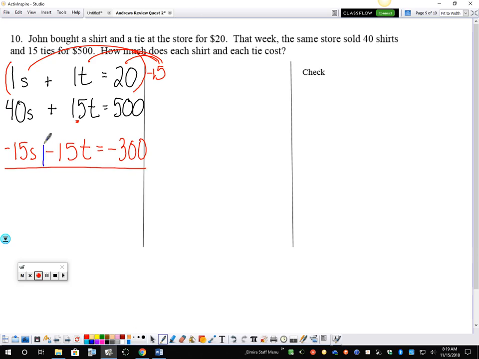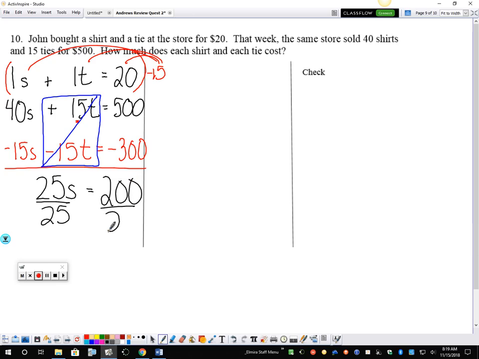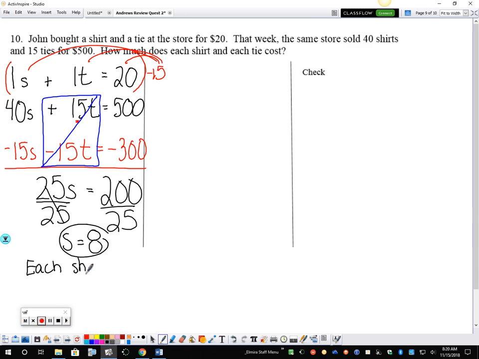I notice, and I created it so that those t's cancel out. So 40 shirts minus 15 shirts is 25, and 500 minus 300 is 200. Divide both sides by 25. And s equals 8. So what that means is that each shirt costs $8.